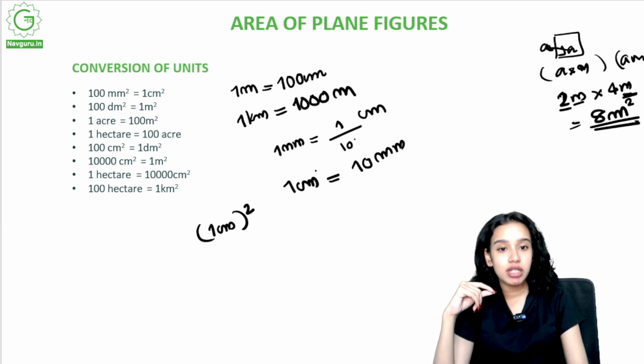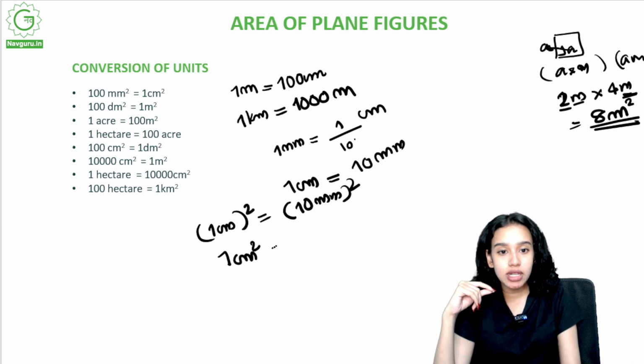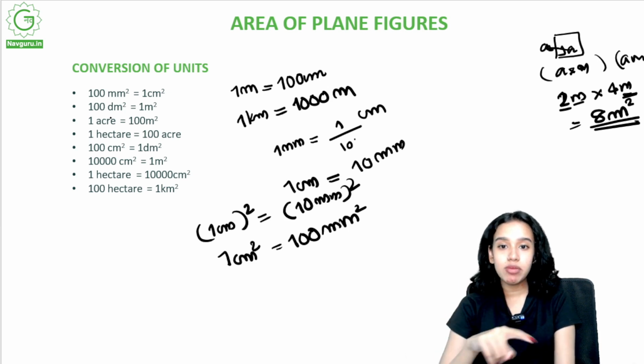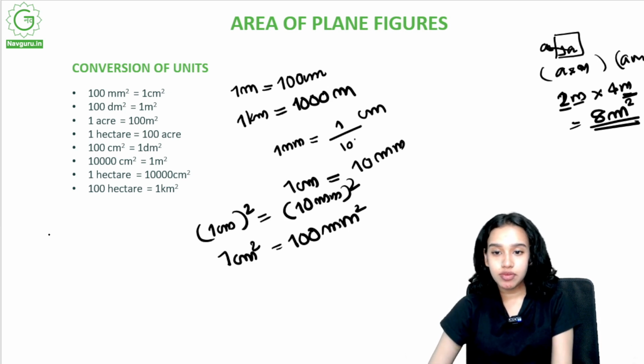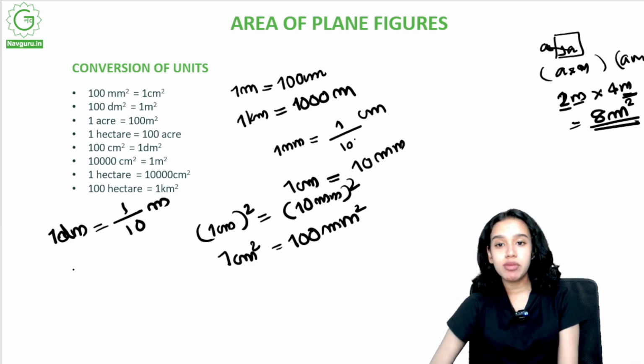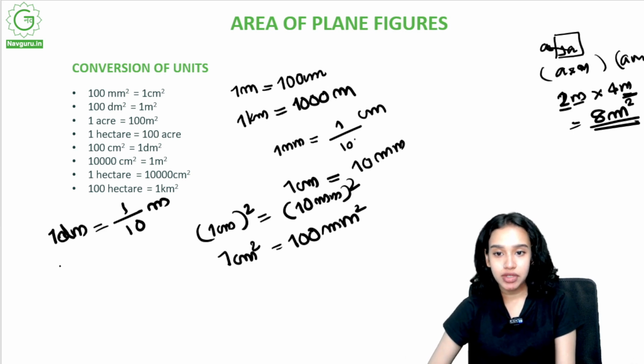So here 1 centimeter square is equal to 10 millimeter the whole square. This becomes 1 centimeter square is equal to 10 square, which is 100 millimeter square, right? Now, what is 1 decimeter? 1 decimeter is equal to 1 by 10th of a meter. Deci means 10, right? So what is 1 meter? 1 meter is equal to 10 decimeters, right?